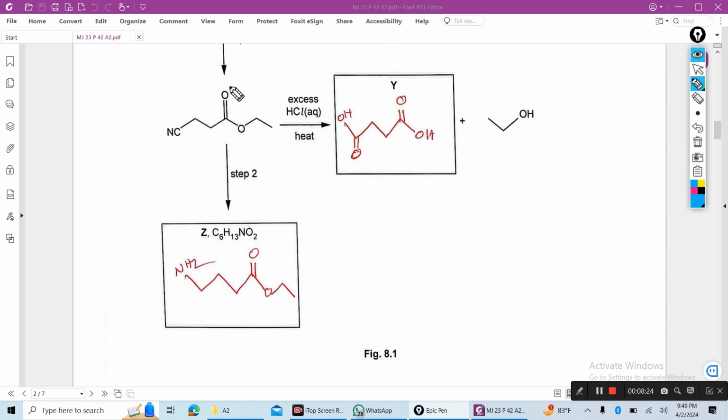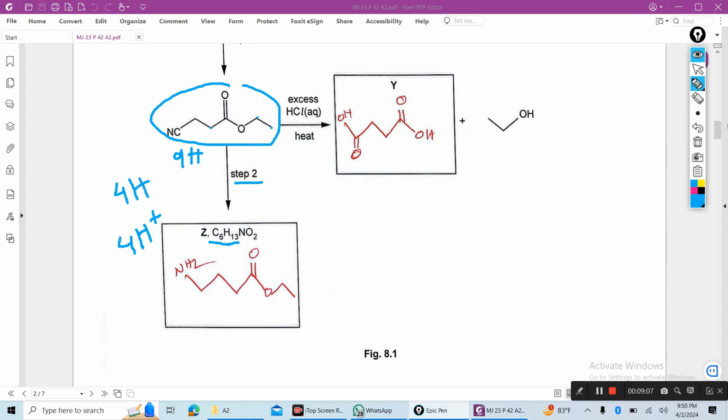And this compound, step 2 produces, here 6 carbon, 1 2 3 4 5 6 carbon same, but hydrogen, 4 hydrogen atoms more here. So here 3 5 7 9 hydrogen, but here 13 hydrogen, so 4 hydrogen will be increased.